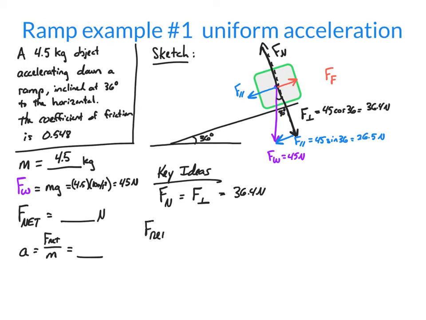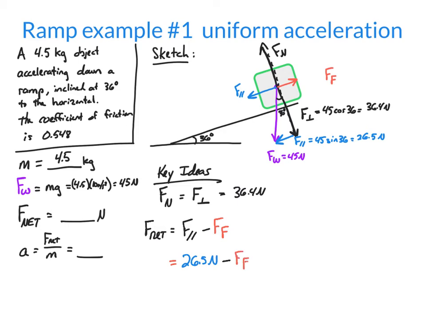Now we can start to build our net force equation. The force net is the sum of all the forces acting, in this case accelerating down the ramp, so we're going to take a look at the parallel force and the friction force. Those are the two forces that would cause an acceleration. We'll find the difference because they're opposing each other. Take the parallel force component to be 26.5 newtons minus the friction force.